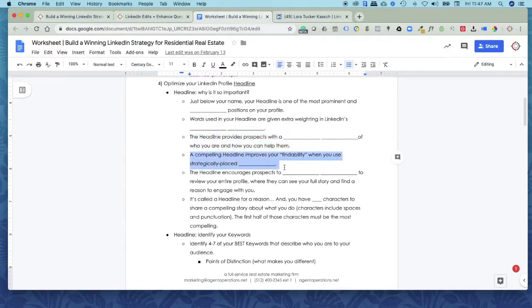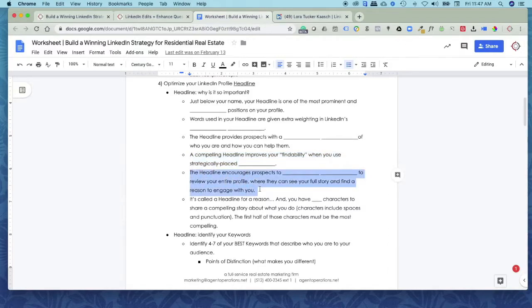Next, a compelling headline improves your findability when you use strategically placed keywords. Just like we were talking about, the keywords are huge on LinkedIn. So make sure that your headline has those keywords. And we're actually going to be writing a headline in one of the videos here. So I have a little exercise that should help you write that headline. But for now, we just know it's important.